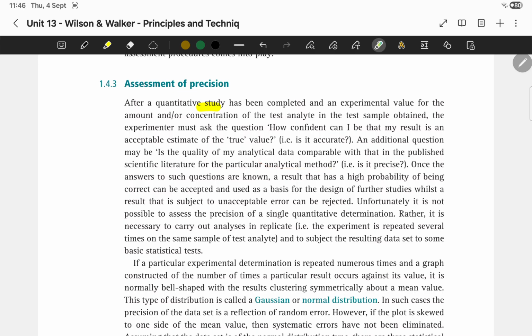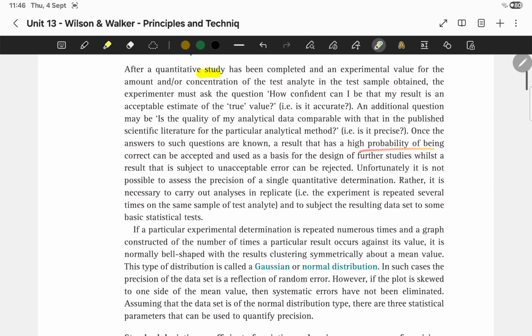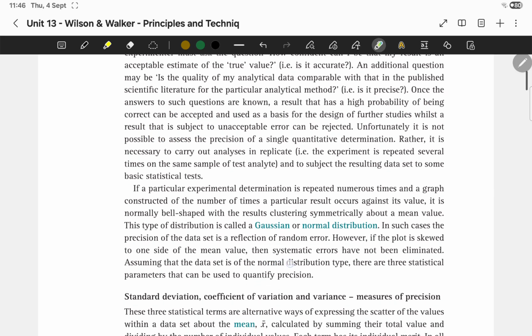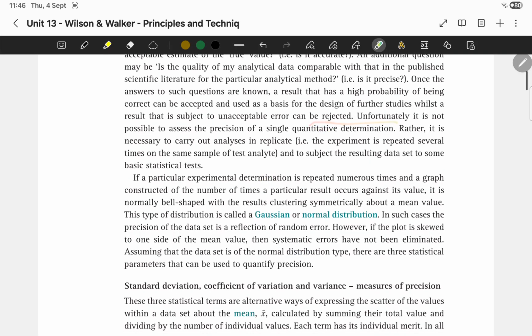That is, is it precise? Once the answers to such questions are known, the result has a high probability of being correct and can be accepted and used as a basis for the design of the studies, whilst results of these methods with unacceptable error can be rejected. Unfortunately, it is not possible to assess the precision of a single quantitative determination. Rather, it is necessary to carry out the analysis in replicate, that is, the experiment is repeated several times on the same sample of test analyte, and to subject the resulting data set to some basic statistical tests.